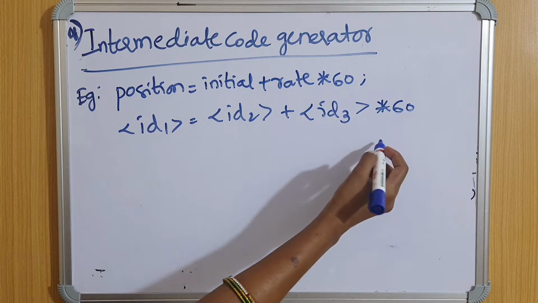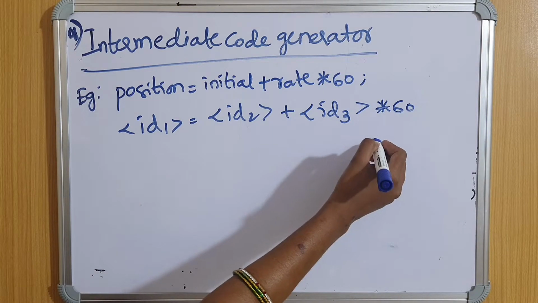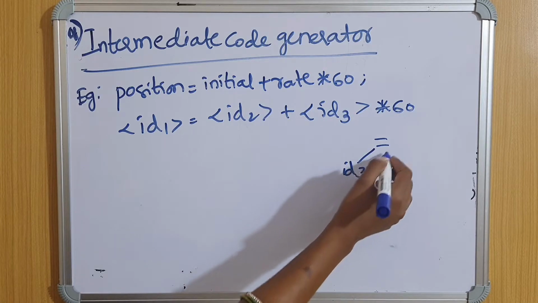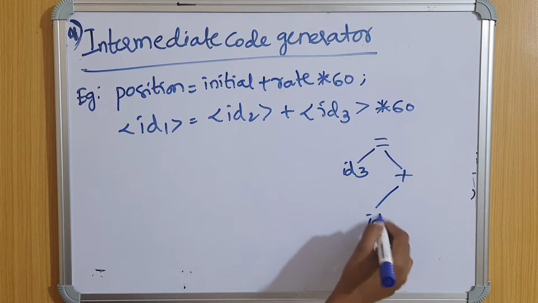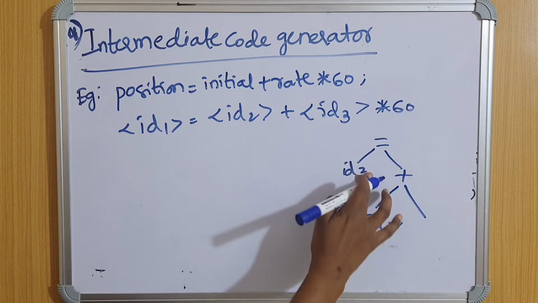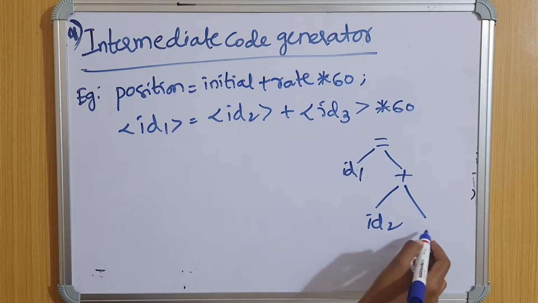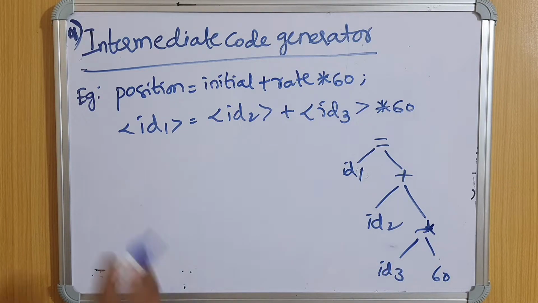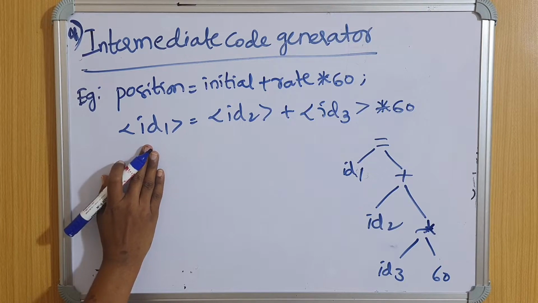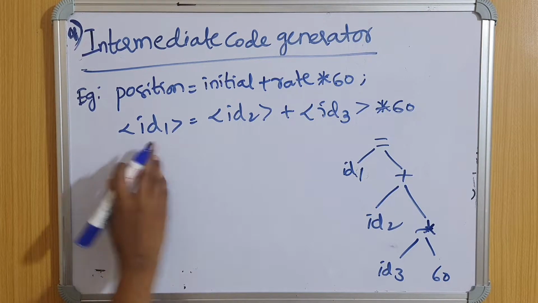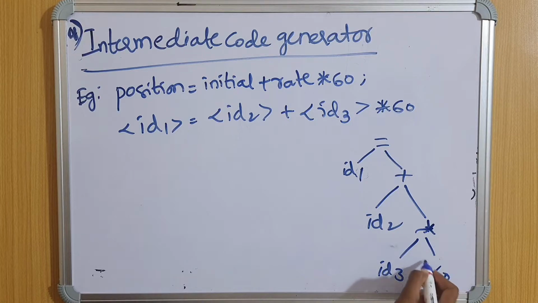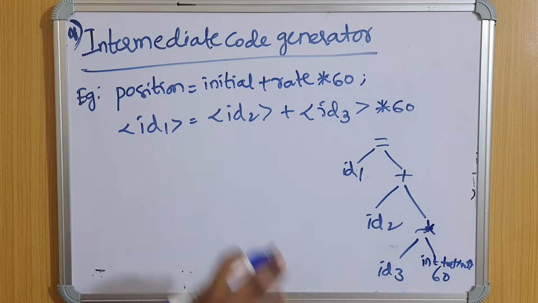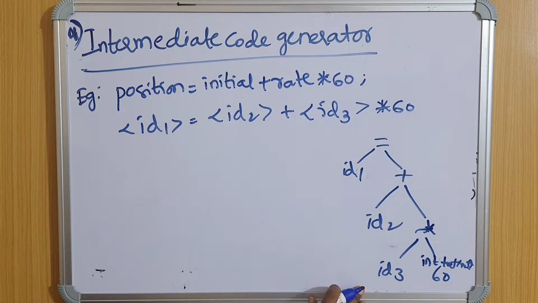And coming to the syntax analyzer, the outcome is id1 equals id2 plus id3 multiplied by 60. In the example, we are considering position as float. So this 60 is an integer, so we have to convert integer to float. This is the outcome of the semantic analyzer.